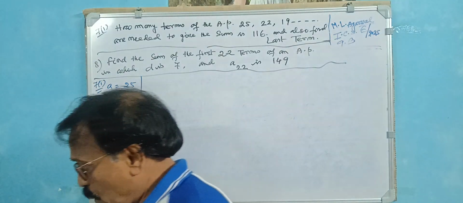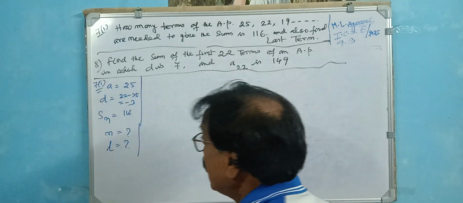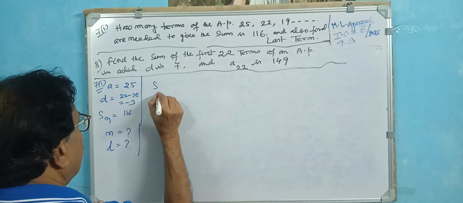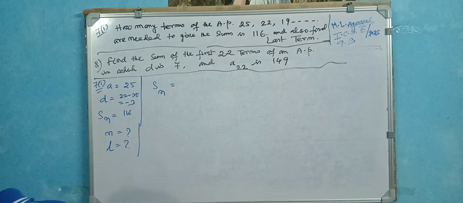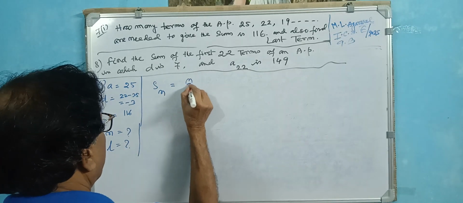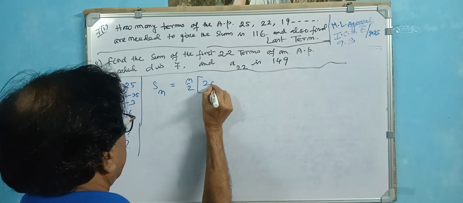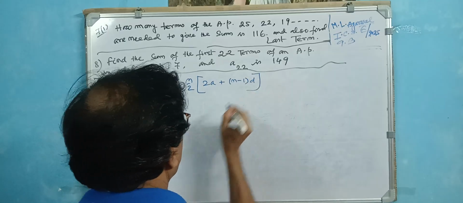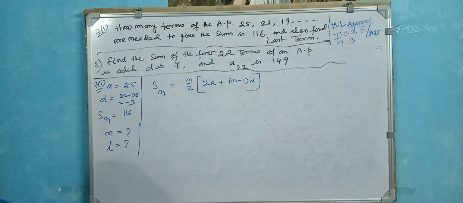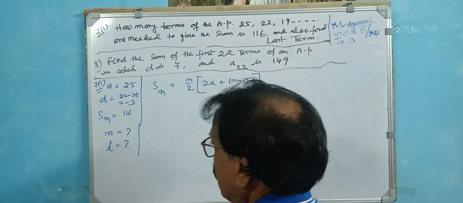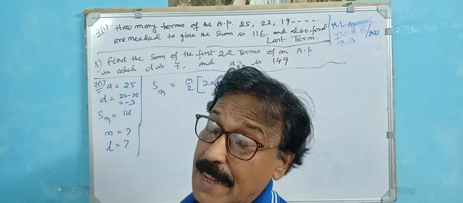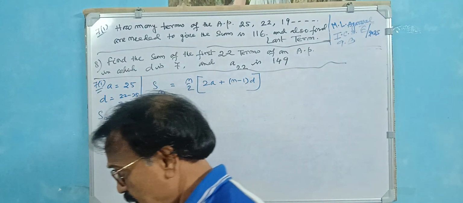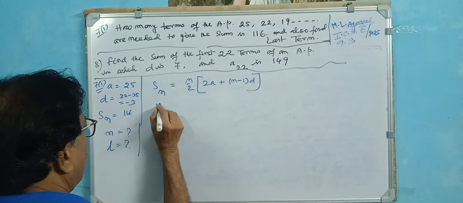So what is the process? Which formula do you apply? You know the D, and the sum is given. So Sn is equal to n by 2 bracket 2A plus (n minus 1) into D. This formula is applicable. From there you just calculate the number of terms. You find n from there. Very easy.